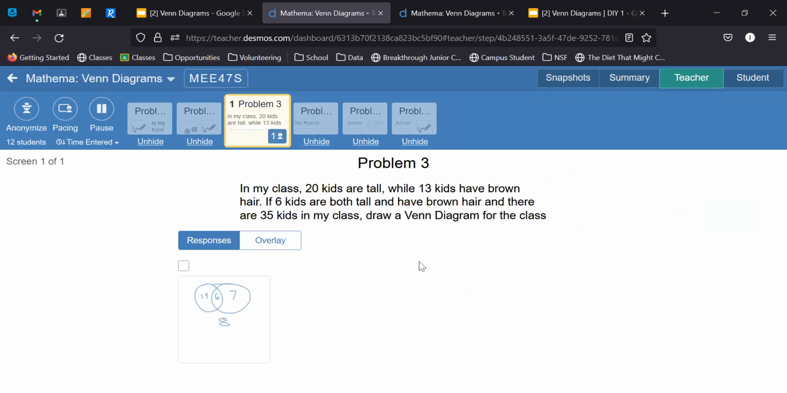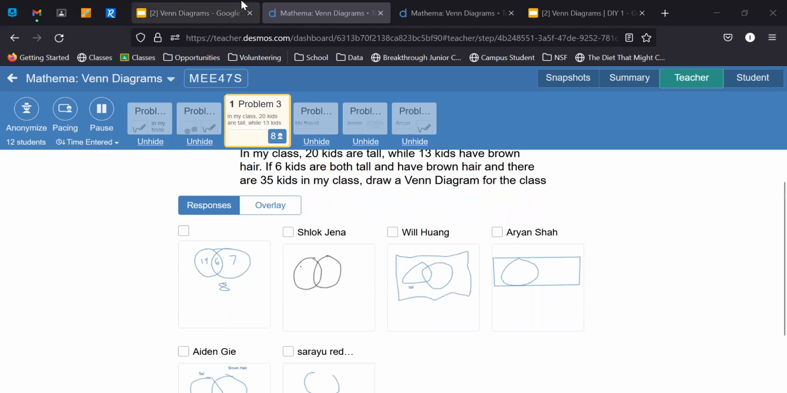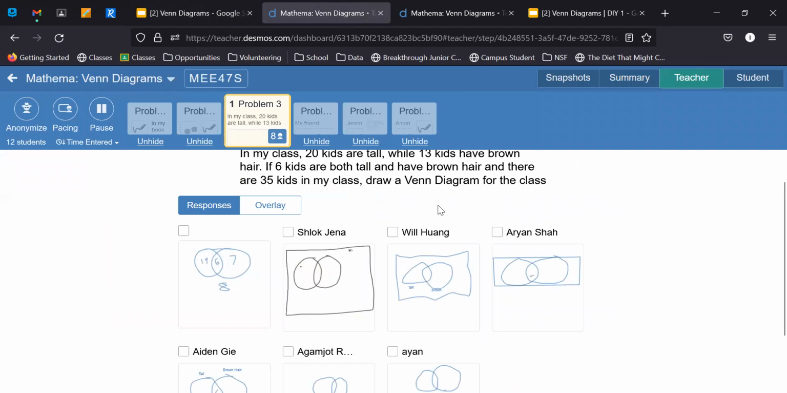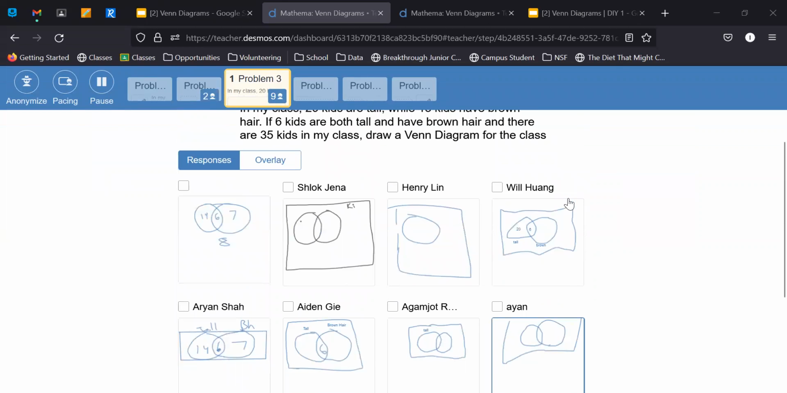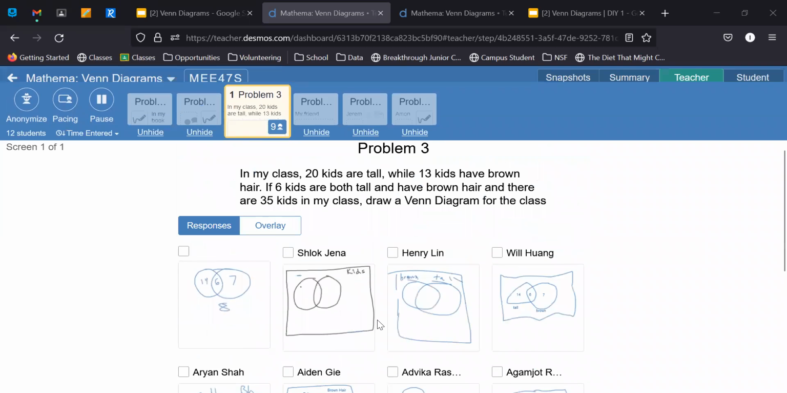Okay, problem 3. Remember, make sure you're drawing a rectangle around your Venn diagram.